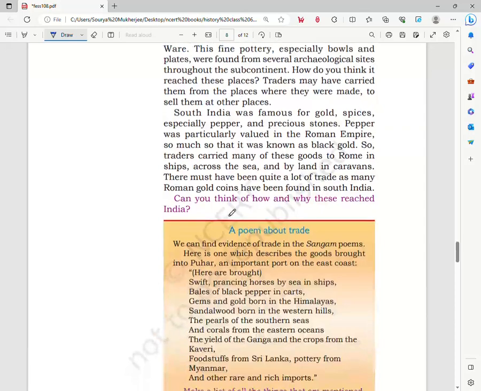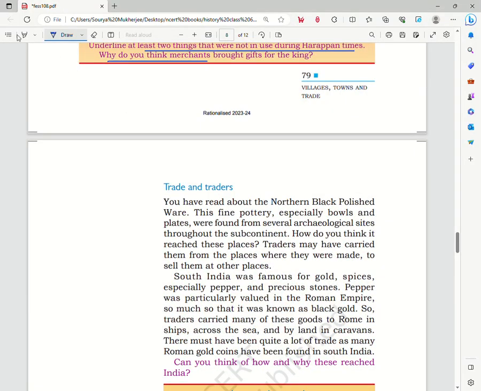Then we see traders and trade. You have read about northern black polished ware. This fine pottery, especially bowls and plates, was found at several archaeological sites throughout the continent. How do you think it reached these places? Traders may have carried them from place to place, from the place they were made to sell them at other places.